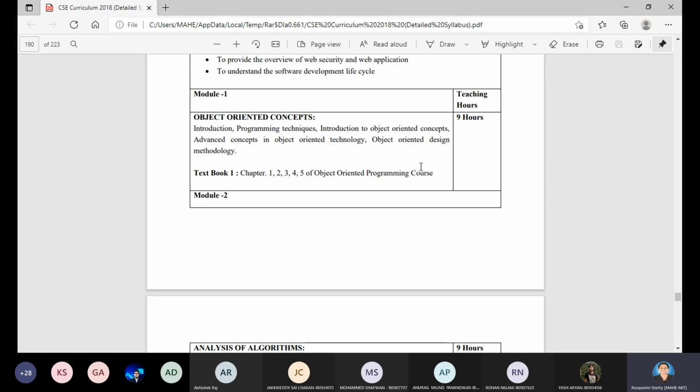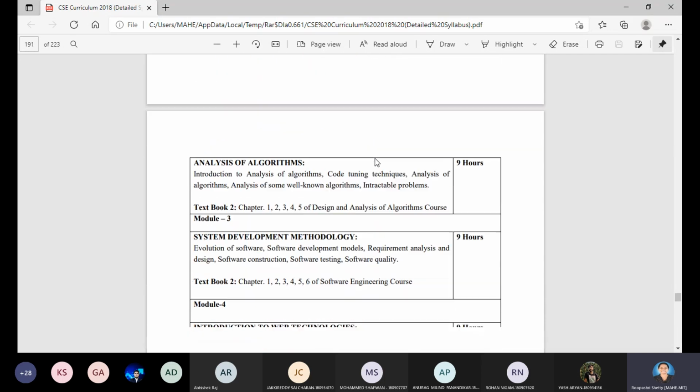And since the subject is open elective, we will not go in depth with the programming concept because you may not have that hold, right? So that is why we will try to include the overall concept of object-oriented programming, which includes analysis and design as well. Fine, that is the first module for 9 hours. So the first 9 hours we will be teaching you the concept of object-oriented programming.